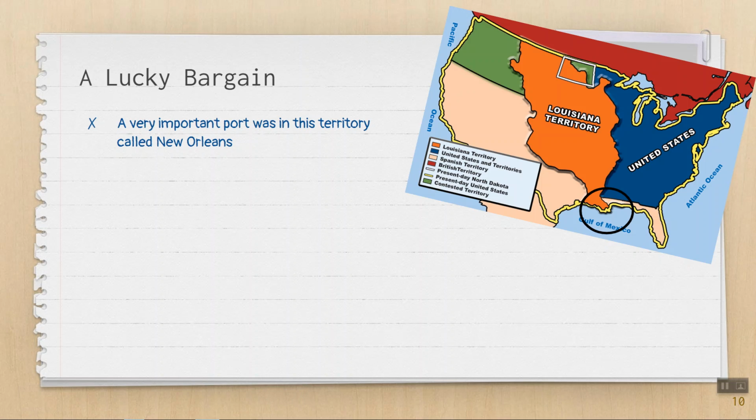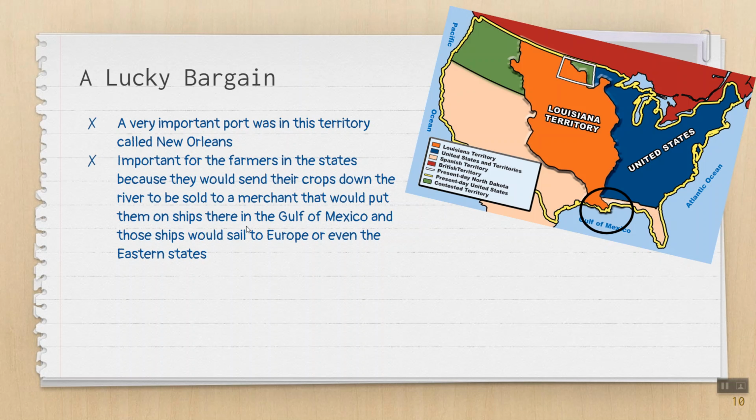And it was at this time owned by Spain because it is right down here at the very foot, in the Gulf of Mexico. This was an important port because the farmers of the United States would send their crops down rivers, like the Mississippi River that comes down here. They would send their goods down these rivers and it would end up in New Orleans. They would sell their goods to merchants, and those merchants would put them on ships and sail them over to Europe or even to the colonies or the states up through here. So it was extremely important for the farmers of America.